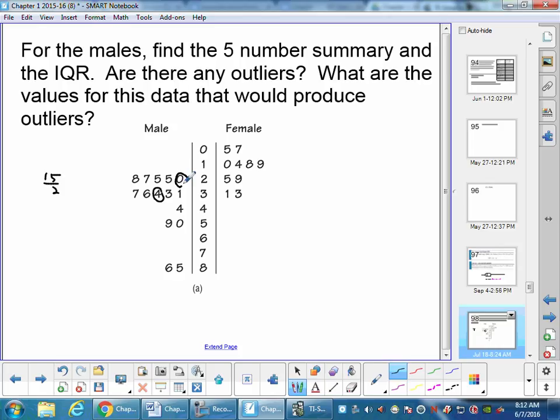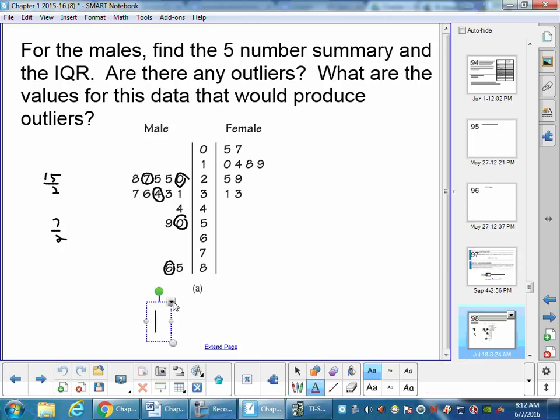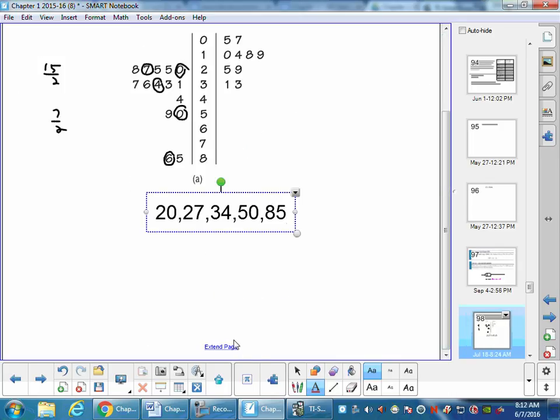We have our minimum and our maximum clearly defined. Now, if there's 7 data points on this front, divide 7 by 2 and you get 3.5. So there's 3 over here. And now we go 3.5 the other way, 1, 2, 3, and 50 is our data point there. So our 5-number summary is 20, 27, 34, 50, and 85.